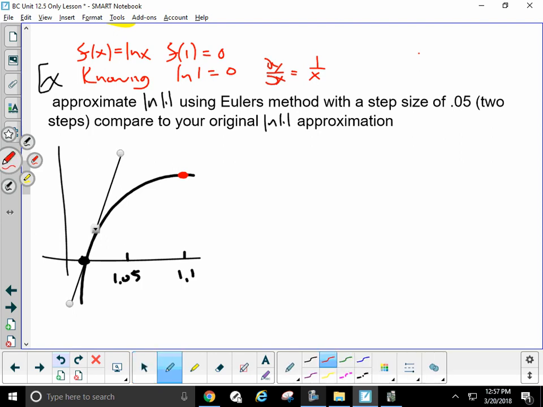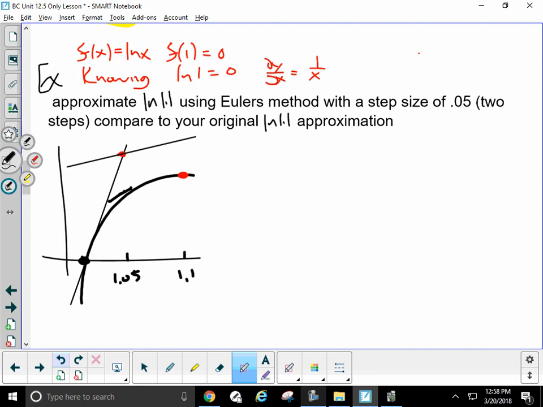I will then assume that this point is on the function. I will use the slope of the tangent there, and I will create a second tangent line through that point. This second tangent line I will use to get my better approximation. Okay, here we go.